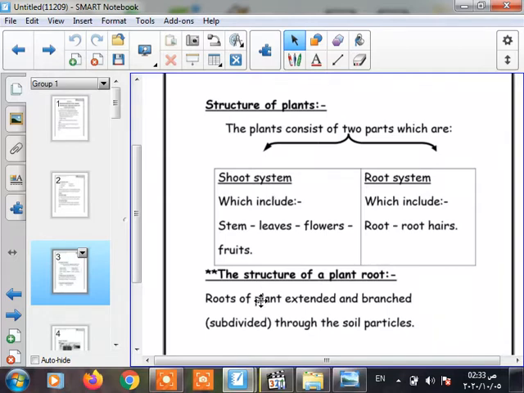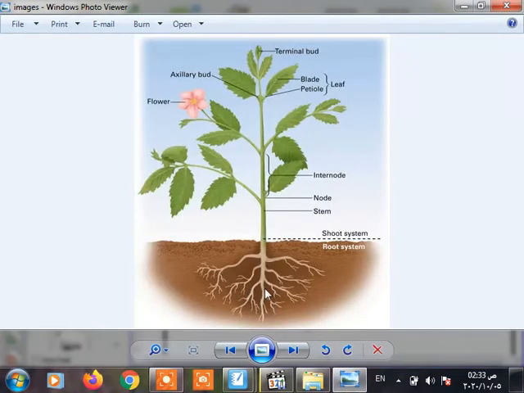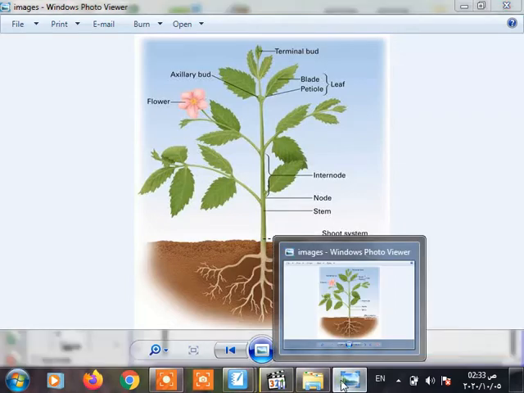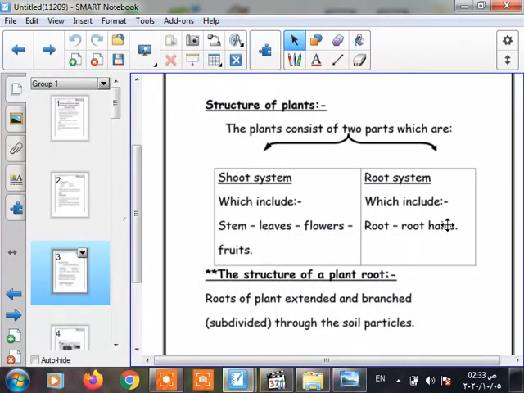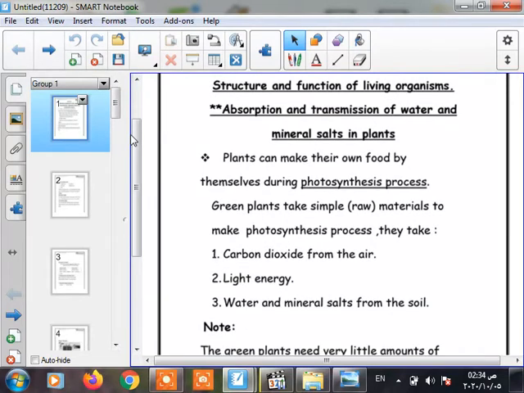Root system, the part that is inside the soil, as we see here, consists of roots and root hair. Okay? So, we know that the plant, as we say, makes its own food by the photosynthesis process. We talked about the photosynthesis process last year, and we said that plants make their food by photosynthesis. Okay?